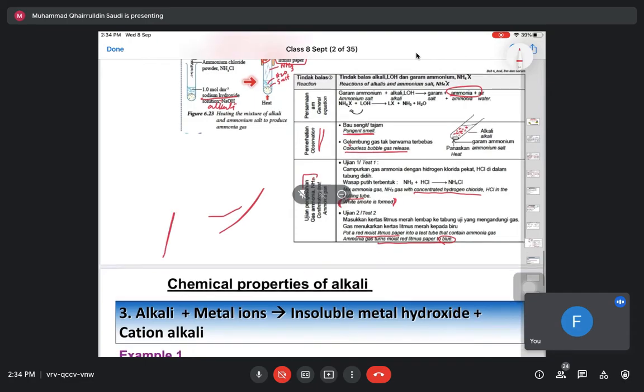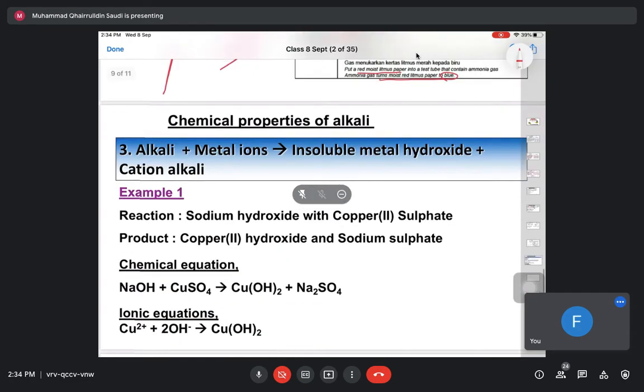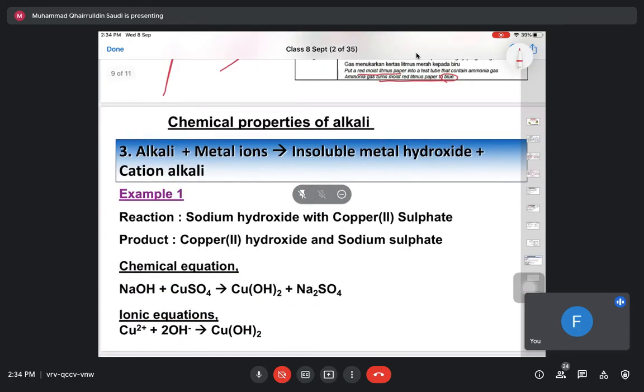The last one is the chemical properties of alkali. The third chemical property of alkali is when alkali reacts with metal ions or solutions that have metals inside, they will produce insoluble metal hydroxide and cation alkali. For example, sodium hydroxide, this is alkali. Copper sulfate, this is the metal ion solution.